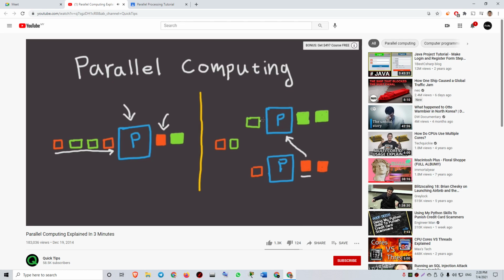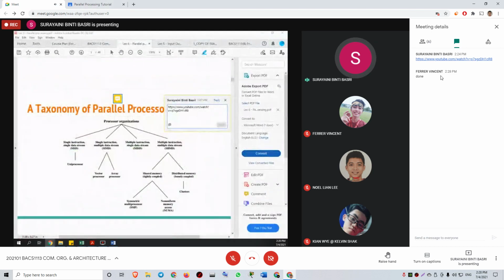Of course, the majority of computers, especially in the past couple of years, all run on multi-core processors. Each processor in a modern computer works in parallel, parallel computing, right?